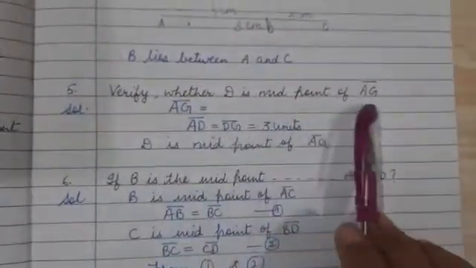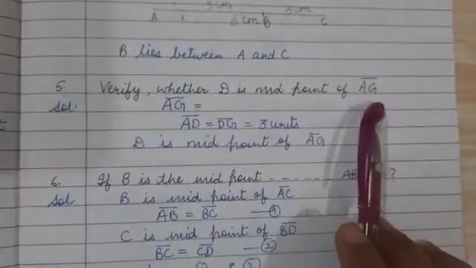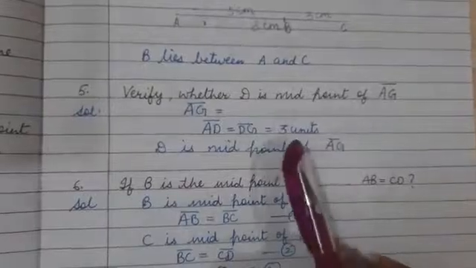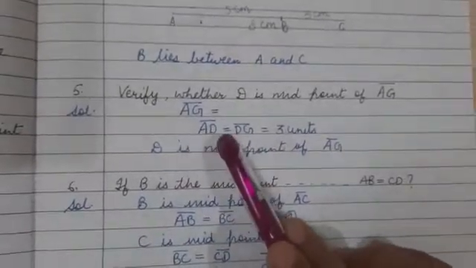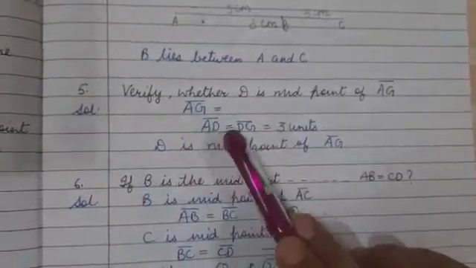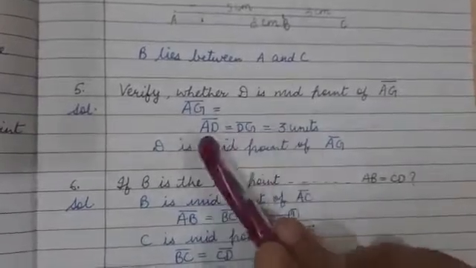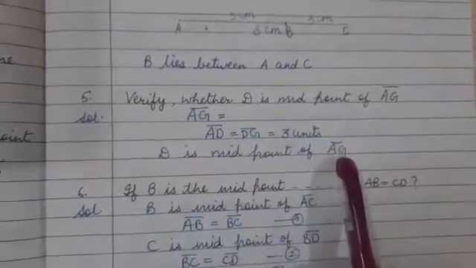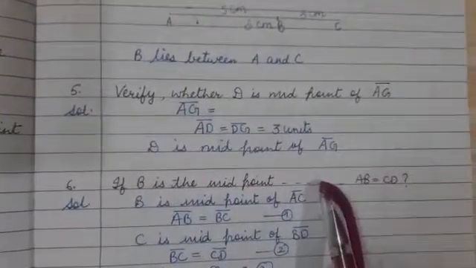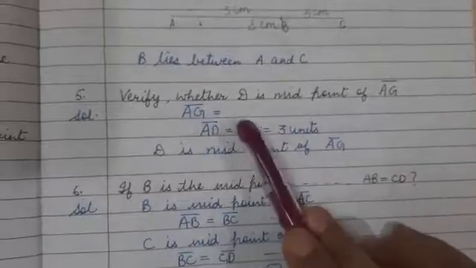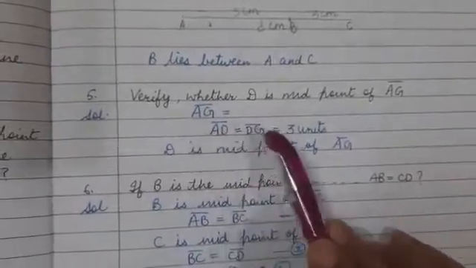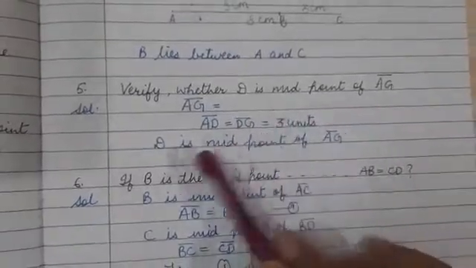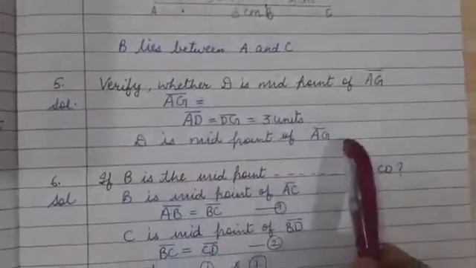Verify whether D is the midpoint of AG or not. We have to find out, as the scale is given in the books, the distance of AD and DG. If AD is equals to DG, that is 3 units, both are equal, that means D is the midpoint of AG. Because what is the purpose of a midpoint? It divides the line segment into two equal parts. Here the two parts AD and DG are equal as both are 3 units. So D is the midpoint of AG.